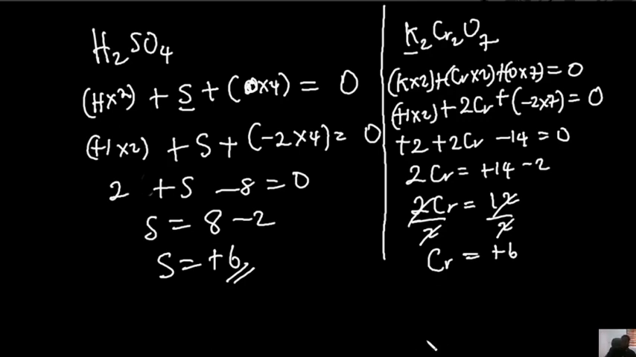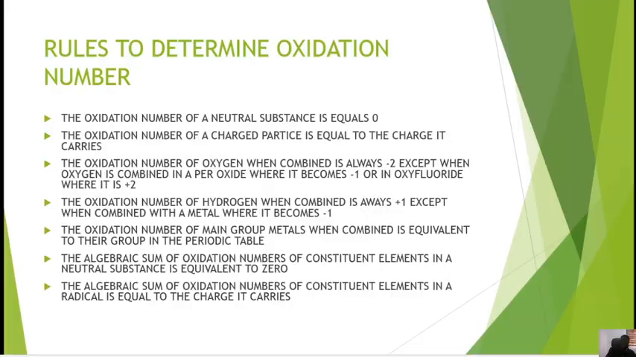Okay, I presume this was well understood, so we go back to our rules. Now, going back to our rules, we'll find that the last rule says the algebraic sum of the oxidation number of constituent elements in a radical is equal to the charge it carries. So the question first is, what is a radical? Now, a radical is simply described as a group of elements which usually possess charges. So for instance, if I have SO4, it is a group of elements and it has a charge, this is a radical. And what is the rule saying?